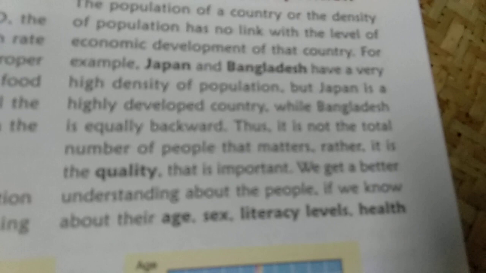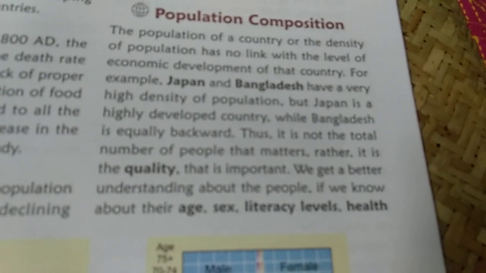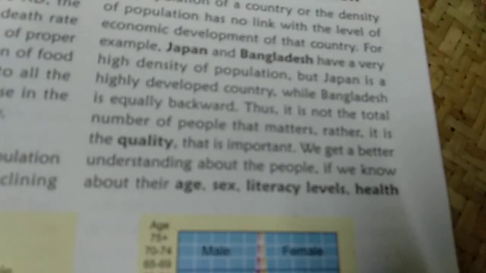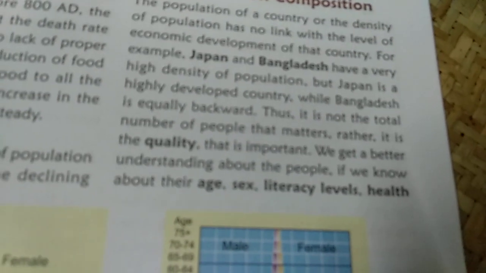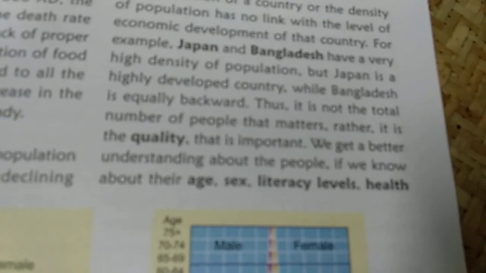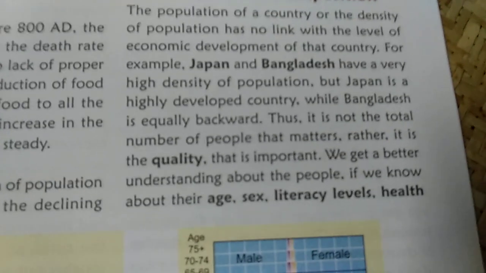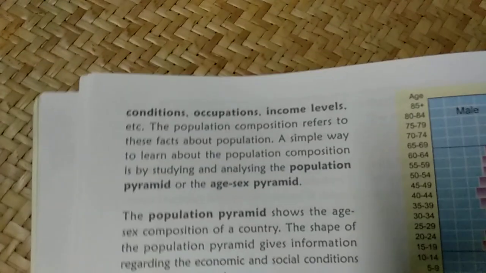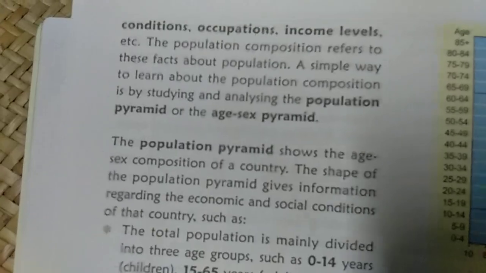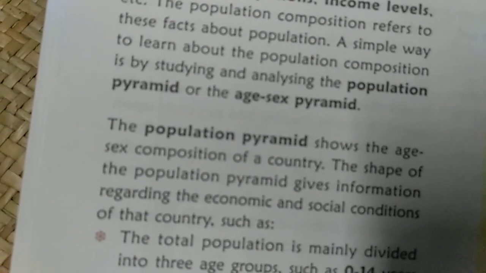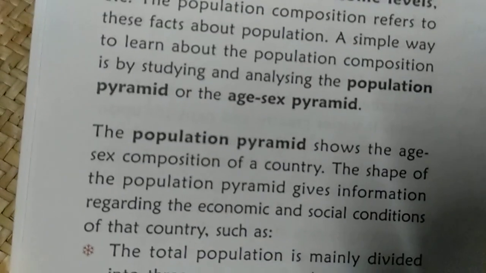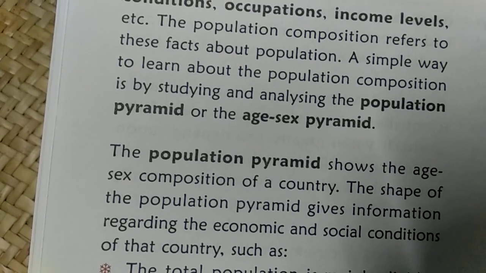It is not the total number of people that matters, rather the quality. To know better about it, we have to know about the age, sex, literacy levels, health condition, working level, occupation, and income level of those places. A simple way to learn about the population composition is by studying and analyzing the population pyramid, or the age-sex pyramid, of that place.